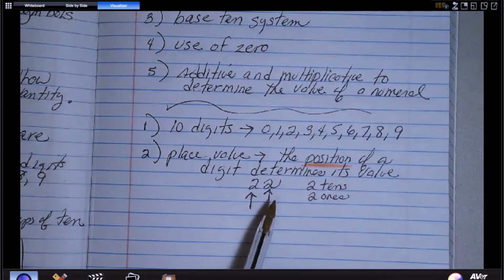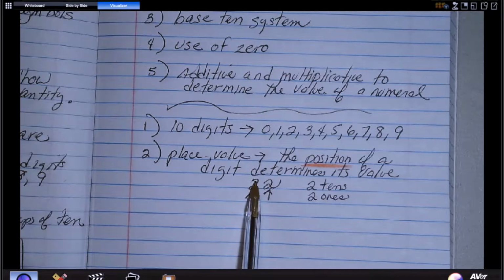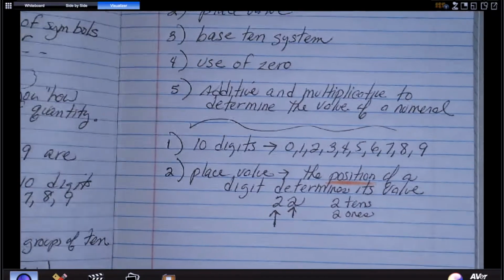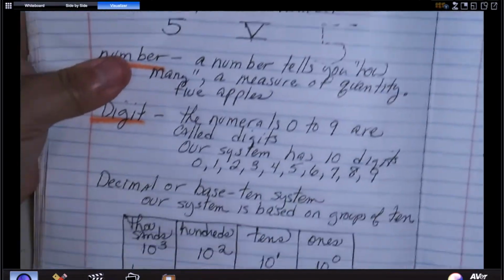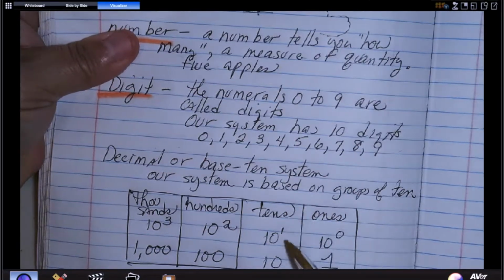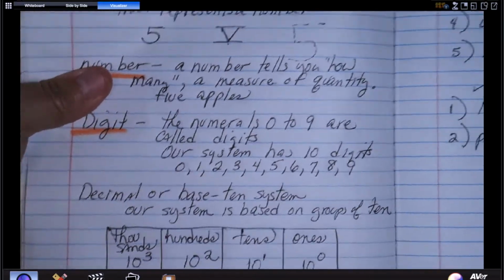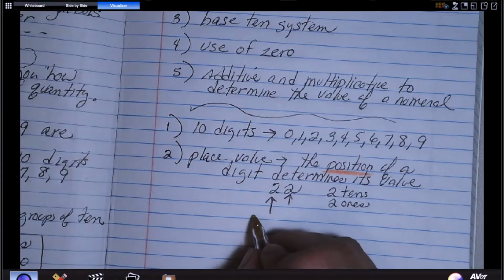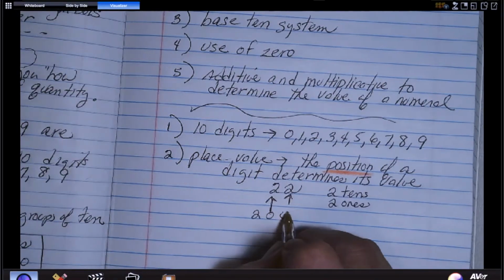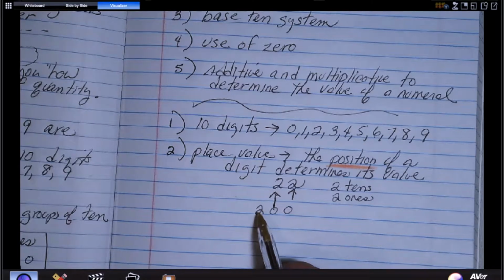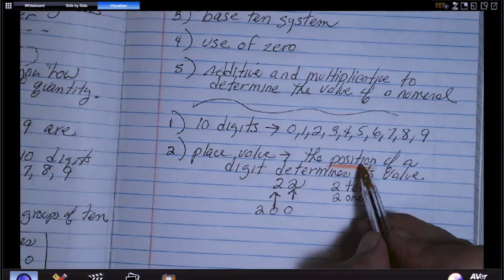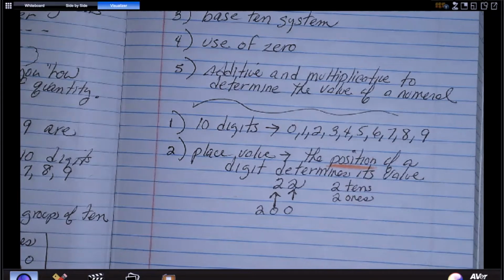How do I know? What's the difference? This one is in my ones position, followed by my tens, hundreds. Remember, we talked about our place value: ones, tens, hundreds, thousands. So where you put a number makes a big difference. If I have this digit, then that 2 represents 2 hundreds. So the position of a digit determines its value.